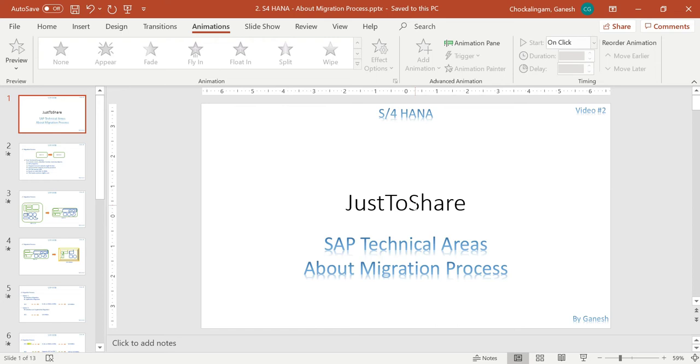So I would like to give very basic information about these terminologies, and once you're comfortable with that, we'll go with further videos of the checklist, what needs to be done before the S4 HANA migration. So those things will come one by one. Okay, so here I'm going to show you everything in the slide today, so we'll get into that.